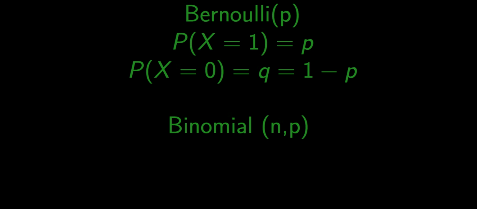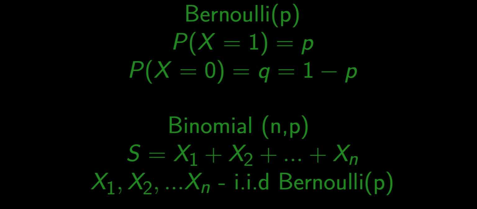Let's call our binomial random variable S. S is a sum of independent Bernoulli random variables, each with parameter p. We say that these Bernoulli random variables are IID, independent, identically distributed. Independent means that the value of any one of them does not in any way depend on the value of any other. Identically distributed means that they all have the same parameter p.